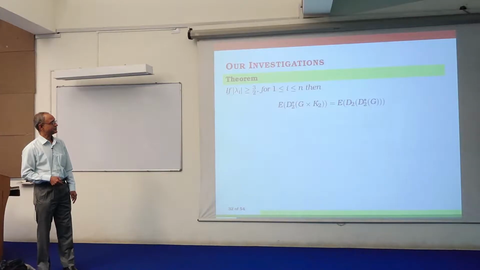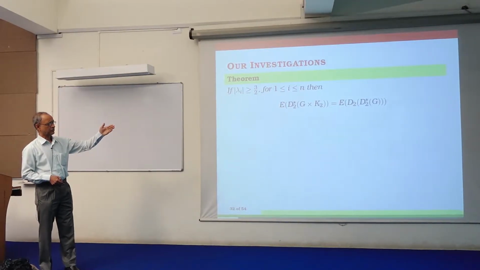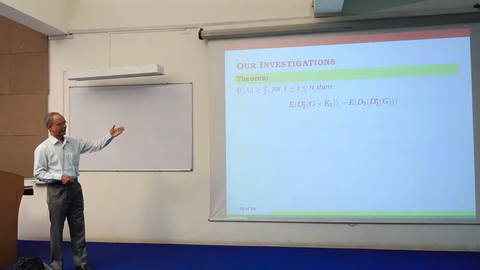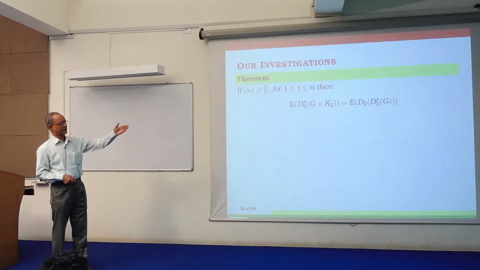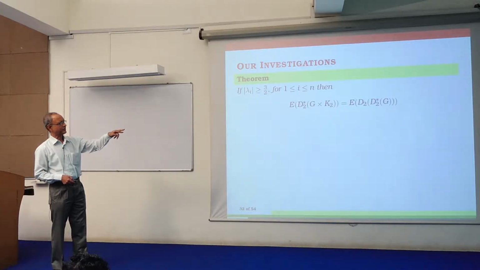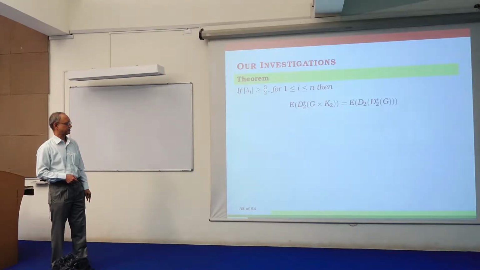Then the extended shadow graph of G Cartesian product K2 and the extended shadow graph of the shadow graph of G, they are equienergetic, their energy is the same.